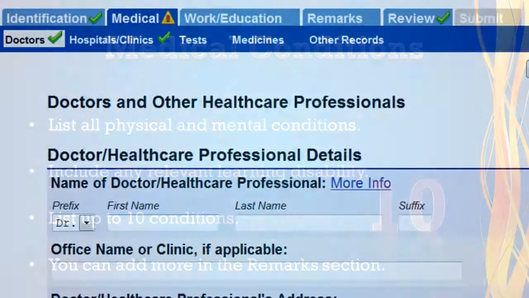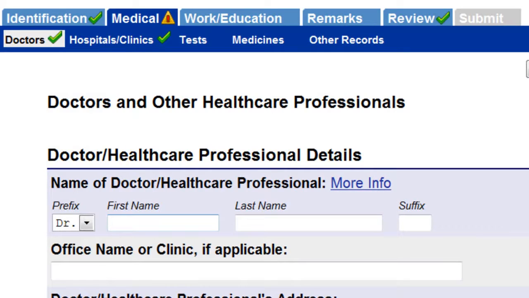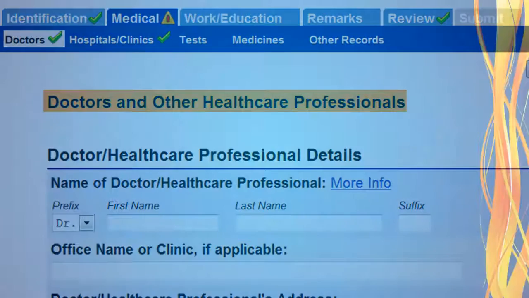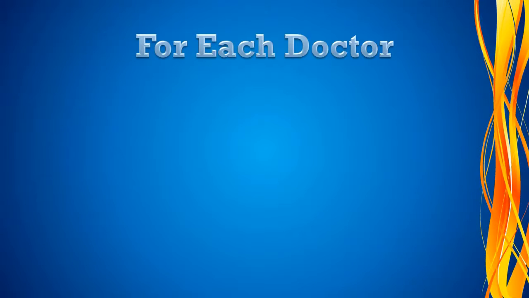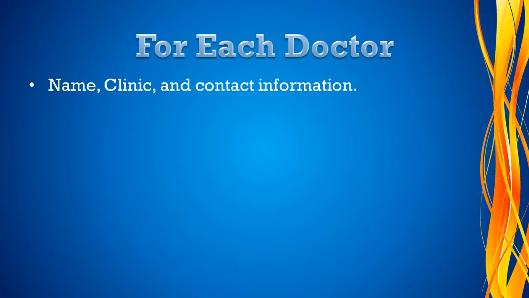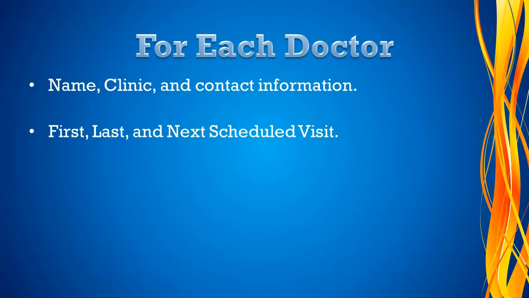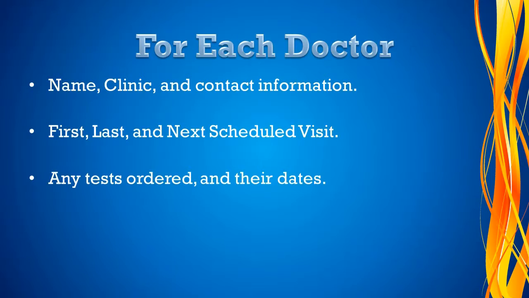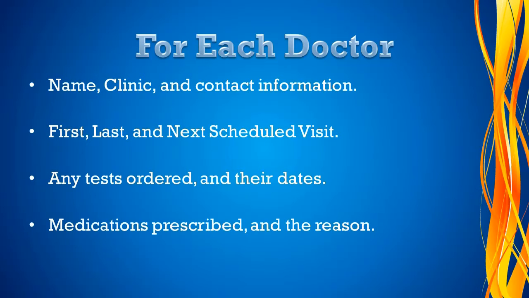The next section is where you'll tell Social Security about the doctors and healthcare professionals you've seen about your disability. You will need to add each doctor separately. Fill in the name of the doctor and the clinic where they work. Complete the contact information, including address and phone number. You'll need to list your first, last, and next scheduled visit if you have one. If the doctor has ordered tests, you'll need to list each test and the dates they were performed. Next, enter the name and reason for each medication you're taking from that doctor.